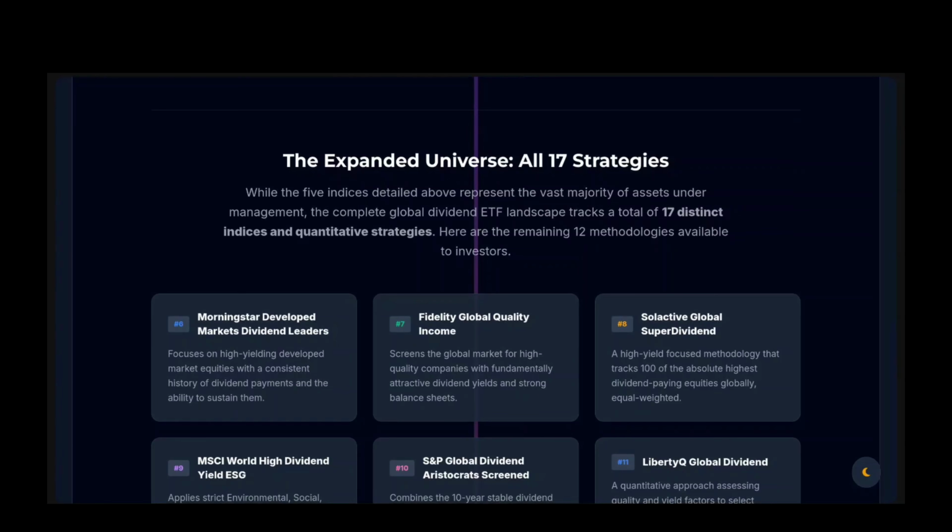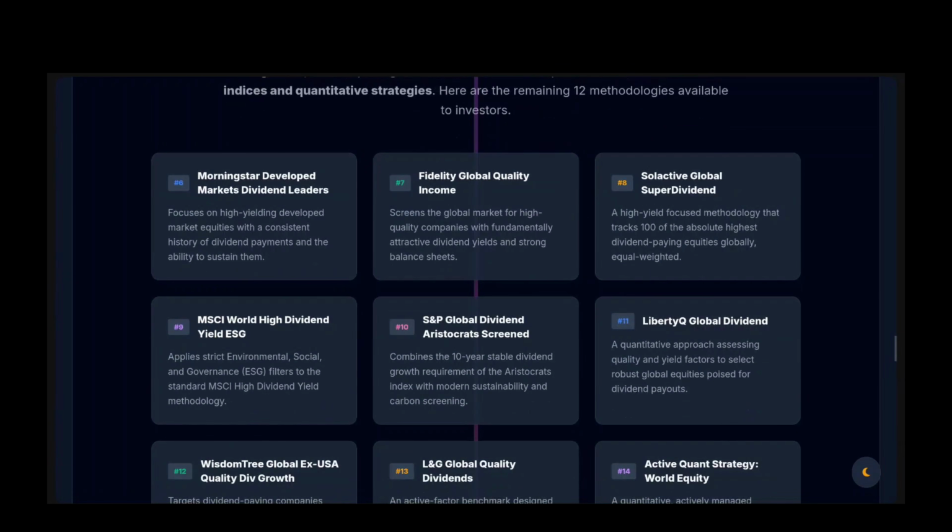We then have Fidelity Global Quality Income. This screens the global market for high-quality companies with fundamental attractive dividend yields and strong balance sheets. We then have the Sol Active Global Super Dividend, a high-yield focusing methodology that tracks 100 of the absolute highest dividend-paying equities globally and is equally weighted.